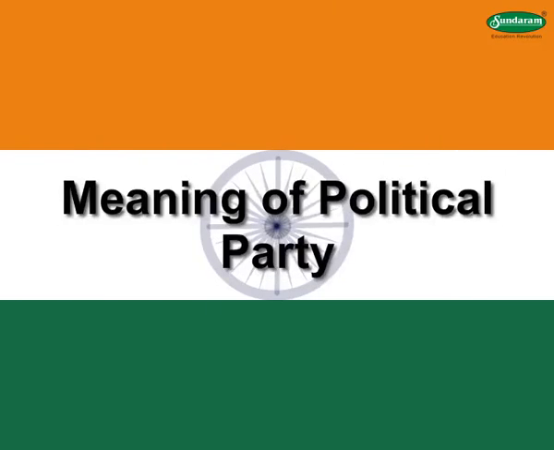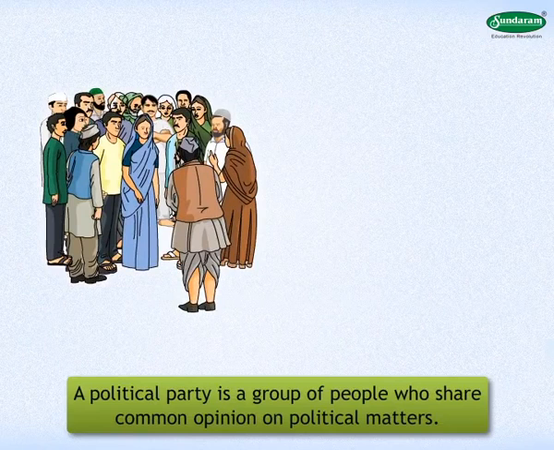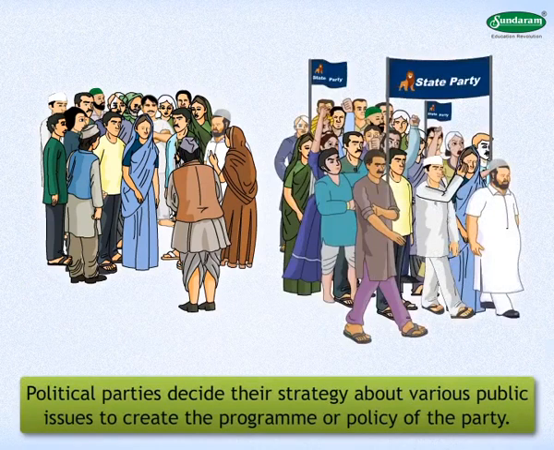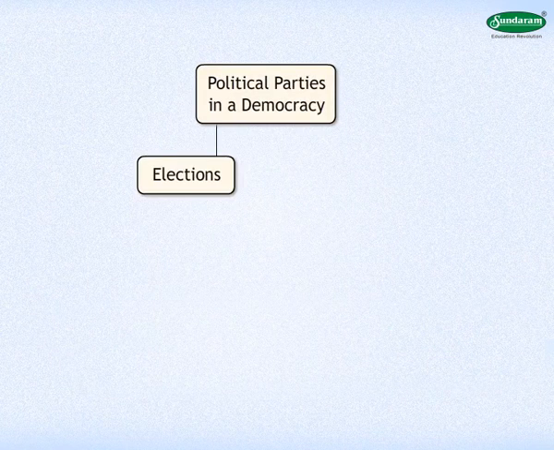Meaning of political party. A political party is a group of people who share common opinion on political matters. Political parties decide their strategy about various public issues to create the program or policy of the party. There are many political parties in a democracy. Political parties compete in the elections to capture power.